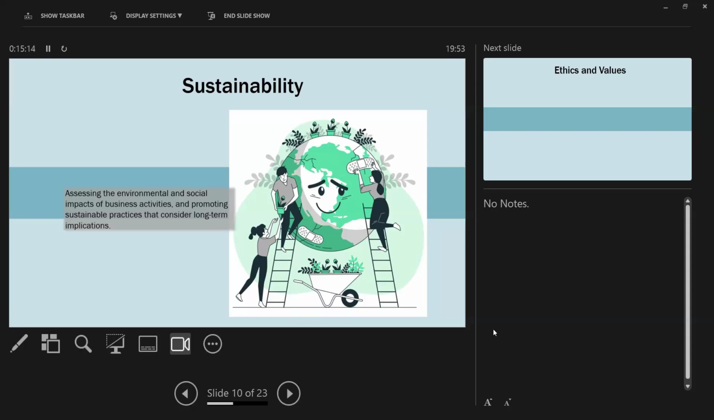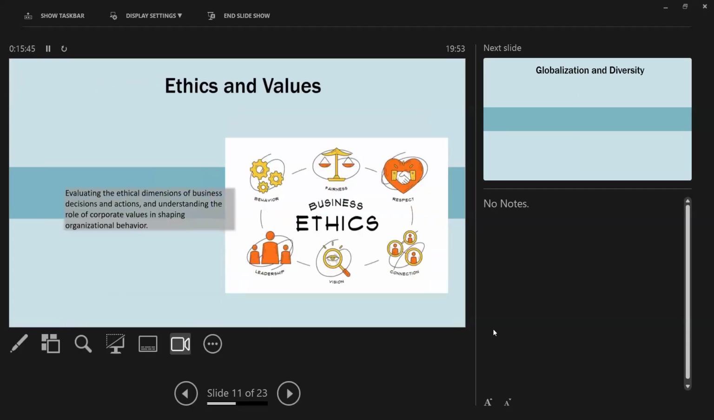They are now no longer safe. So obviously, there is a need for the company to assess the environmental impacts and the social impacts that it has. When they assess that, they need to promote sustainable practices and consider long-term implications, because if they don't, they'll end up like the people in that illustration who are trying to patch up the earth.